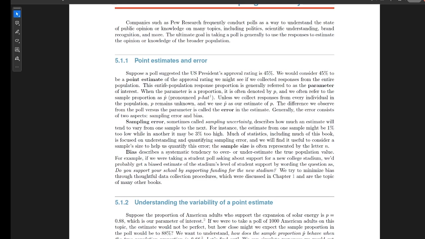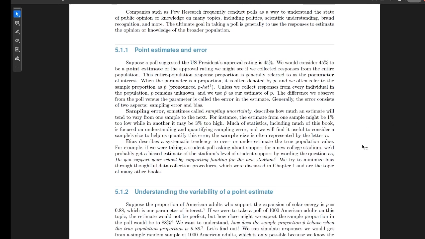Okay, so that's one of the big things you're going to be looking at in this chapter: creating an interval that we can have a certain level of confidence in. You can create a 90% confidence interval, 95% confidence interval, 99% confidence interval. In fact, you can do any percentage you want, but those are the three most common, 90, 95, and 99. So we're going to be looking at those.